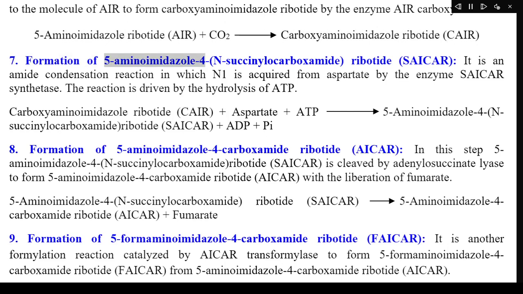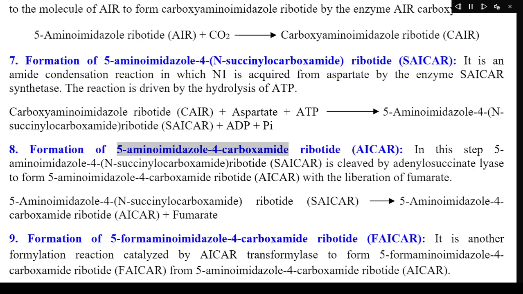7. Formation of 5-aminoimidazole 4-N-succinylocarboxamide riboside, SAICAR. It is an amide condensation reaction in which N1 is acquired from aspartate by the enzyme SAICAR synthetase. The reaction is driven by the hydrolysis of ADP. CAIR plus aspartate plus ADP gives SAICAR plus ADP plus Pi.